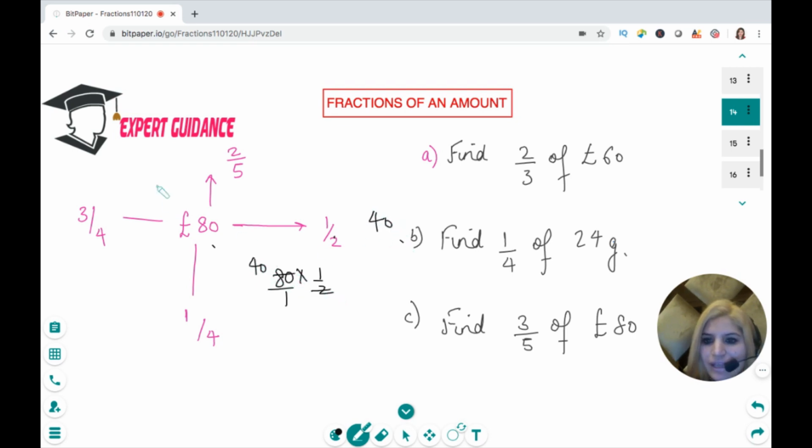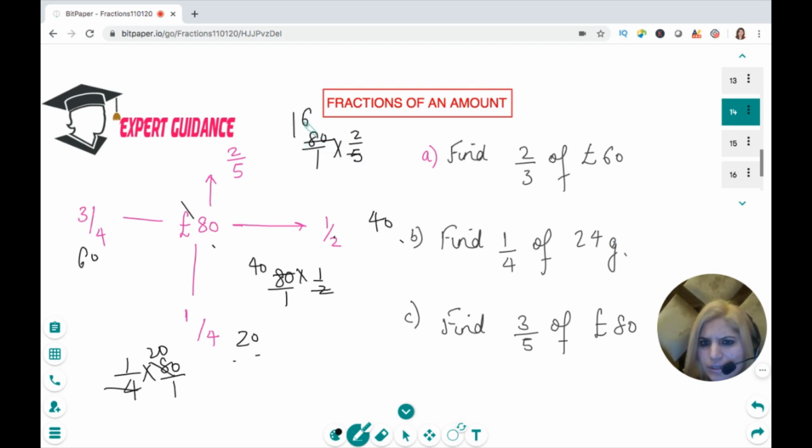Then it is a quarter. So a quarter times 80, you make that over 1. That gives you 20 as an answer. 3/4 is a quarter times 3. So that becomes 60. 2/5, so 80 over 1 times 2 over 5. We can divide 16, so the answer is 32. It's simple. You just do normal multiplication.